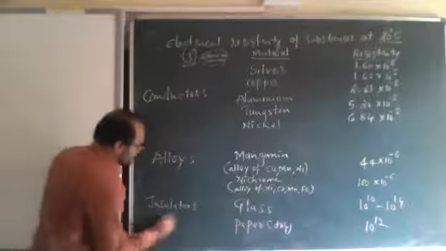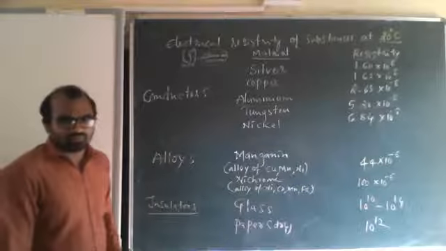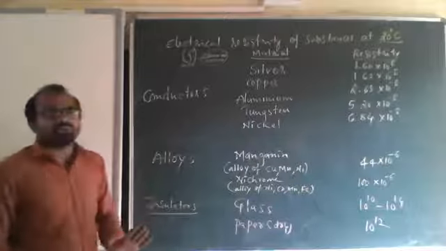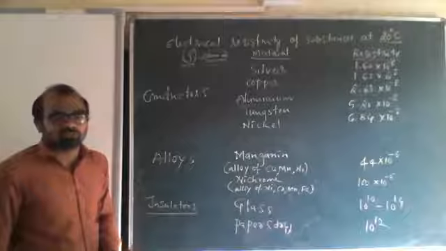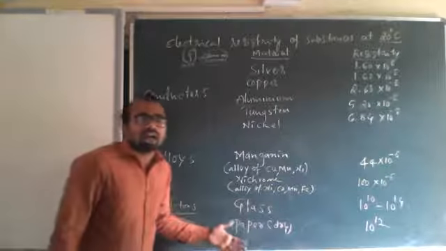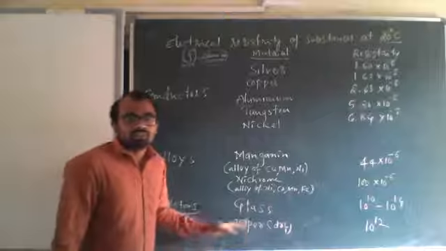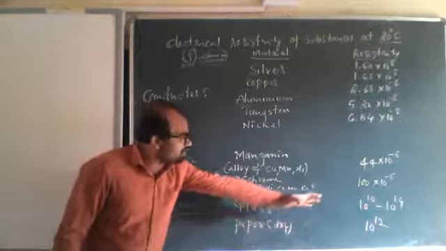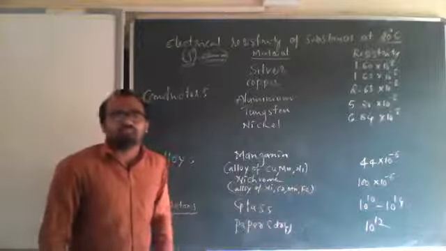And lastly, we come across insulators. Insulators are the materials which do not allow electricity to pass through them because they have the highest resistivity. For example, glass and paper. See, the resistivity of glass is of the order 10 to the power 10 to 10 to the power 14.